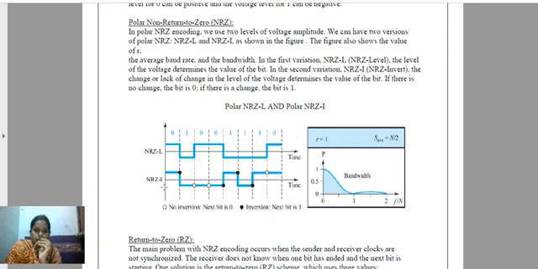Next comes NRZ-I, non-return to zero inversion. Inversion means change. Here the level or the signal will change at the start of the bit. Suppose we represent 0, then here it is positive voltage. If there is no change, then it is 0. If there is change, then it is 1. Again, no change means 0, change means 1.